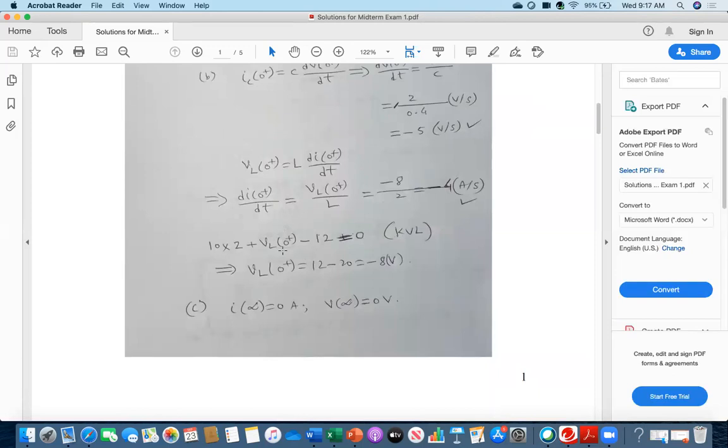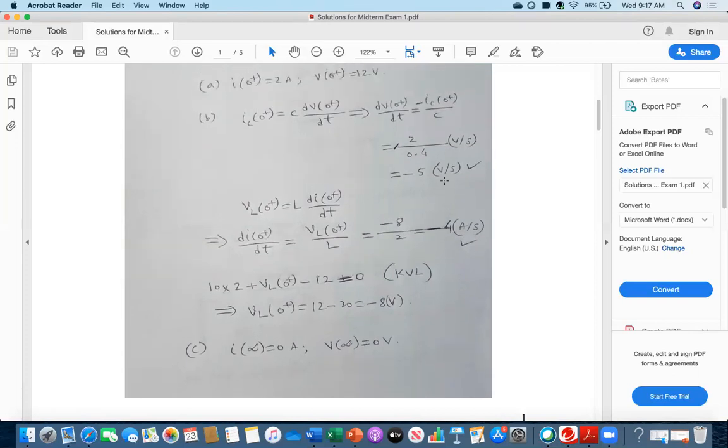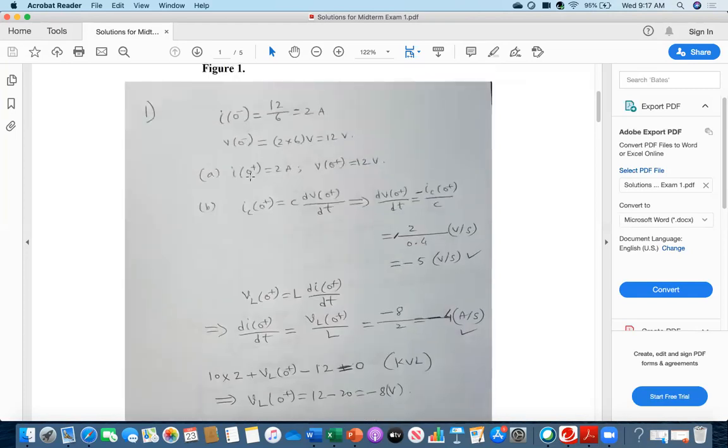From here you are getting VL 0 plus is 12 minus 20, which is minus 8. I am substituting that minus 8 here, so minus 8 over 2 is minus 4 ampere per second. So we are all done. dv0 plus by dt is minus 5 volt per second, and this one is minus 4 ampere per second. And this is one answer, and on the top I0 plus and V0 plus is another answer.